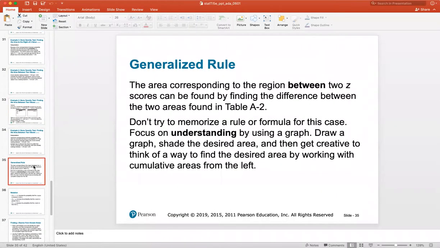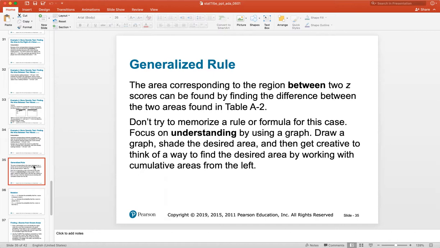Now see a generalized rule. The area corresponding to the region between two z-scores can be found by finding the difference between two areas found in table A2. Don't try to memorize a rule or formula for this case. Focus on understanding by using a graph. Draw a graph, shade the desired area, and then get creative to think of a way to find the desired area by working with the cumulative area from the left. Finding the probability is easier if you use the calculator, but please understand what the graph represents.